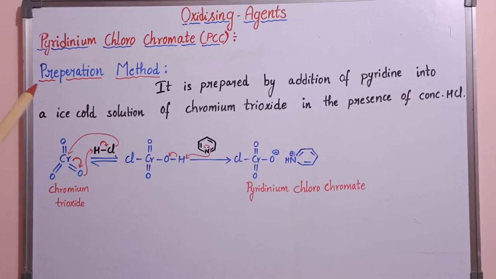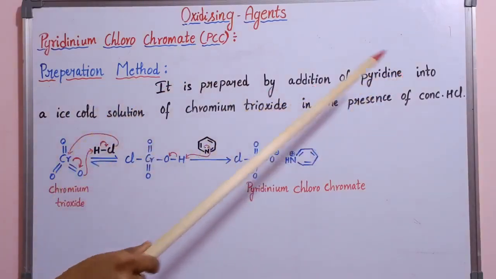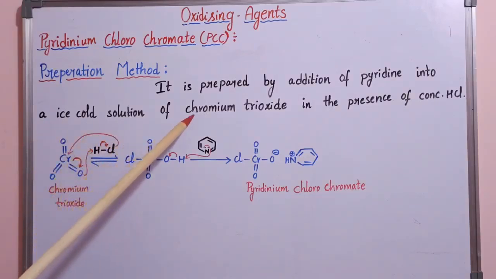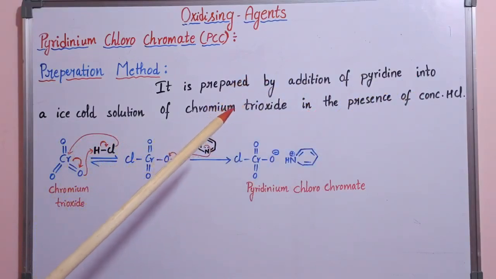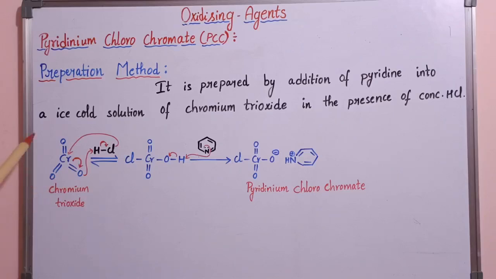PCC can be prepared by addition of pyridine into an ice cold solution of chromium trioxide in the presence of concentrated HCl. So firstly, what we have to do? Take chromium trioxide and react it with HCl. You should shift the pi bond between chromium and oxygen towards oxygen, because oxygen is an electronegative element, so it attracts electrons towards itself. So it gets a negative charge, and chromium gets a positive charge.